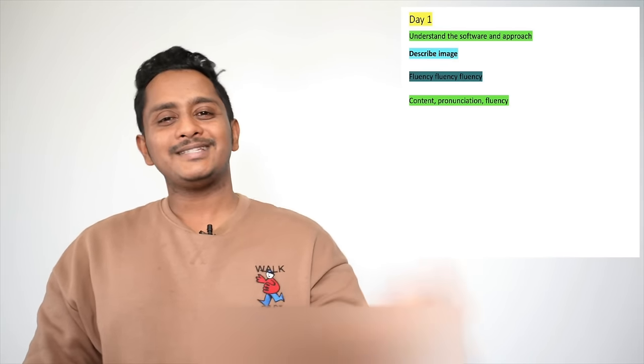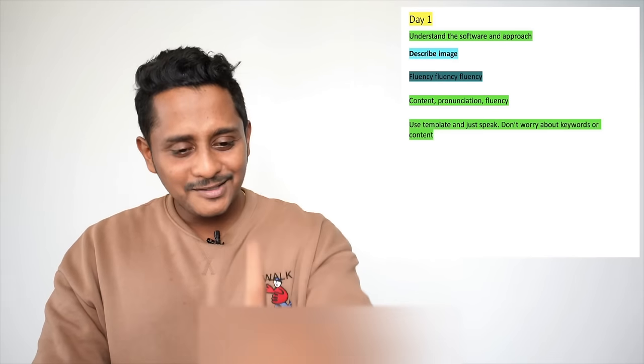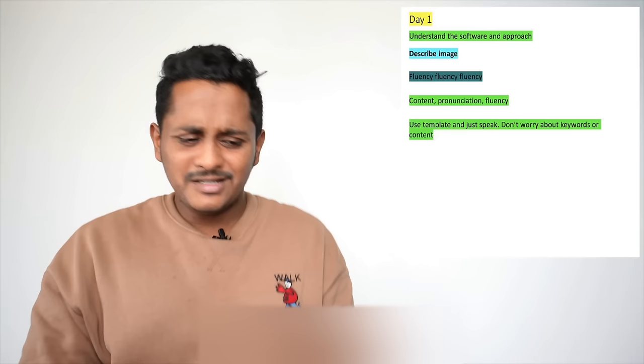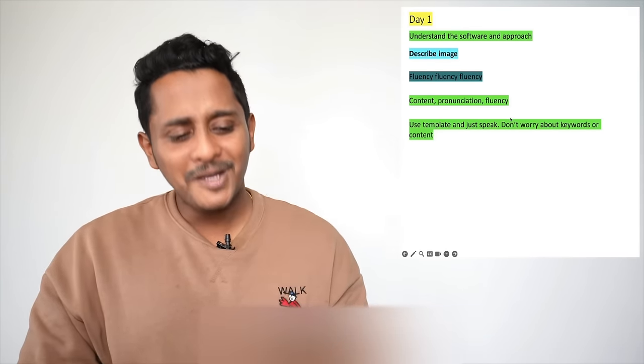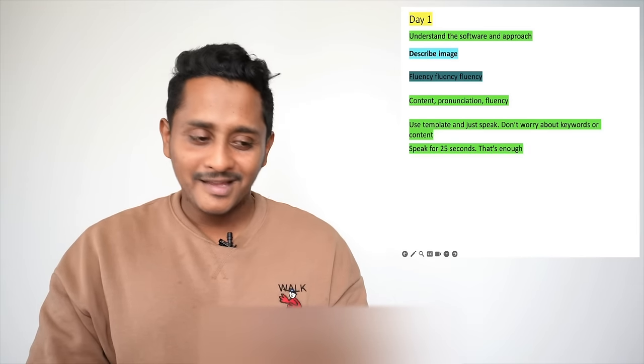This score guide says content, pronunciation, fluency. It is the fluency, fluency, fluency. Use a template and just speak. Don't worry about keywords or content. You worry about keywords, content, marks gone. Speak for 25 seconds. That's enough.